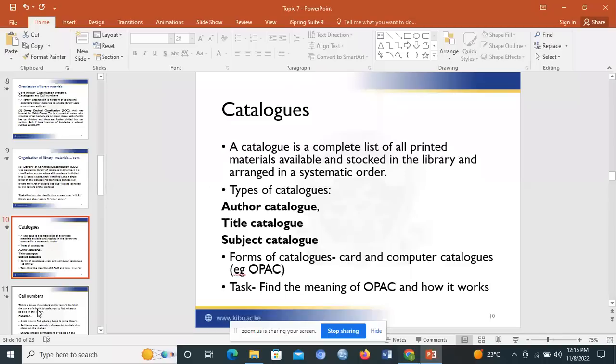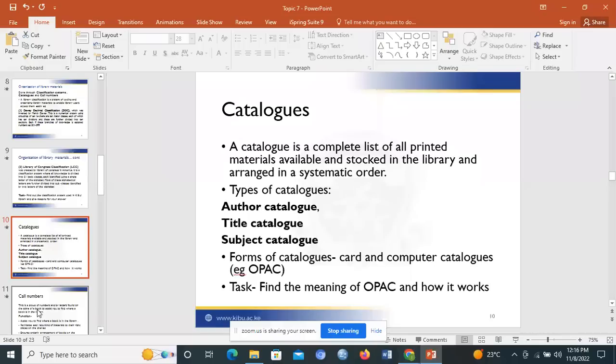It includes some small brief cards on which information about a book is written. And this is filed or put together so that if you want a book on a certain topic or by a certain author, then you look for the card that has the name of that book, then you'll be able to locate the book. The most recent development in the area of catalogs is the computer catalog.